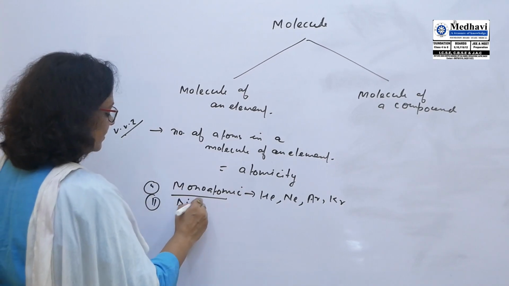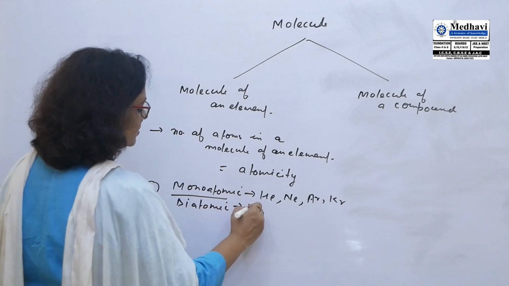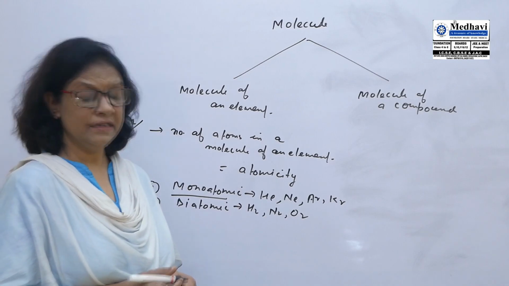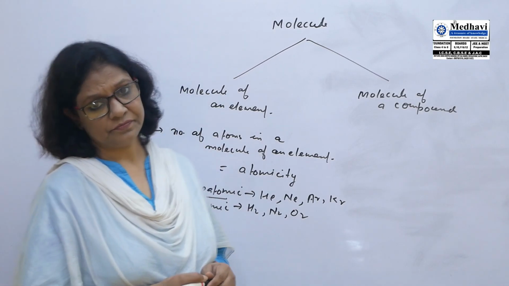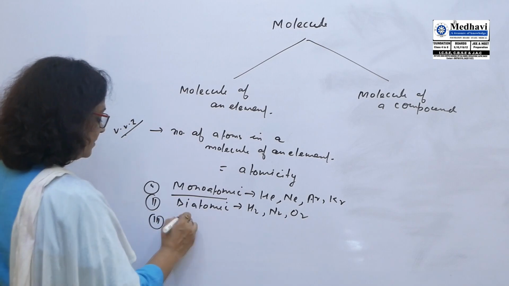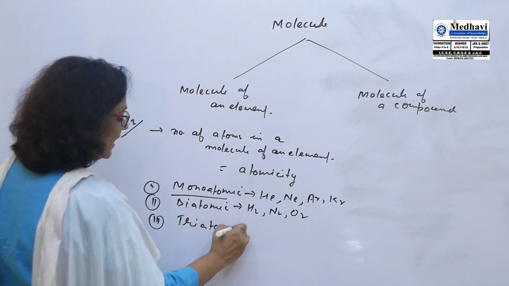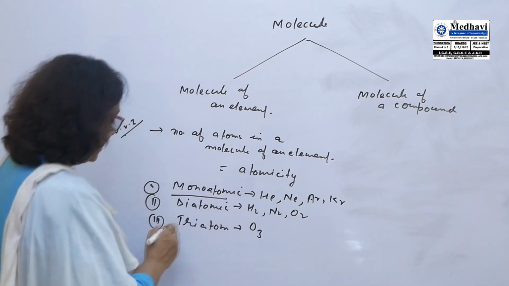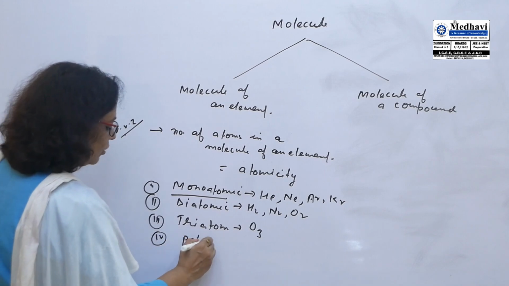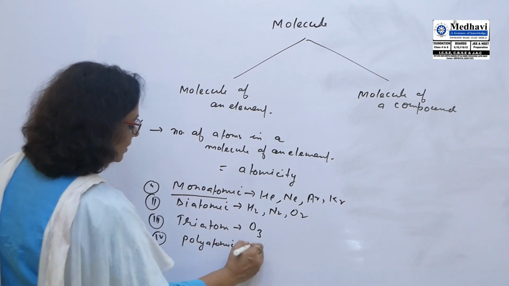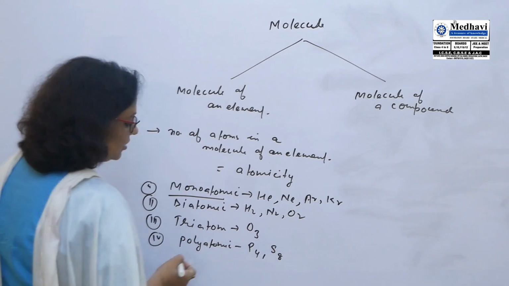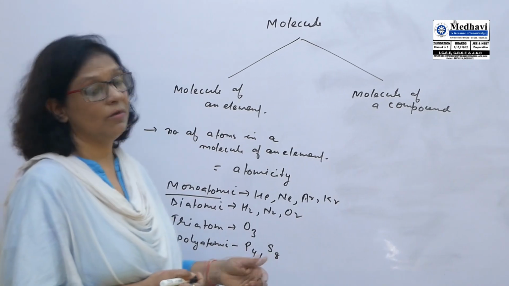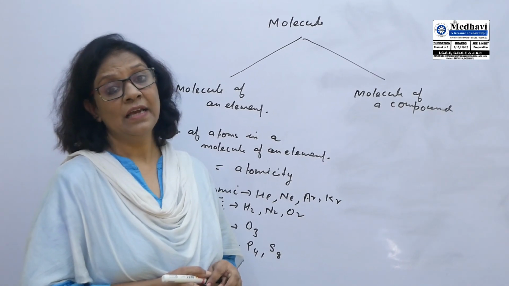But in diatomic, examples are hydrogen, nitrogen, oxygen, two similar atoms combine to form a molecule. In triatomic, three similar atoms, O3, ozone. Three oxygen atoms combine to produce ozone. Whereas in polyatomic, we have two types of polyatomic. One is P4 and second is S8. So here 4 atoms of phosphorus combine to produce one molecule of an element, and here 8 atoms of sulfur combine to produce a molecule of an element.